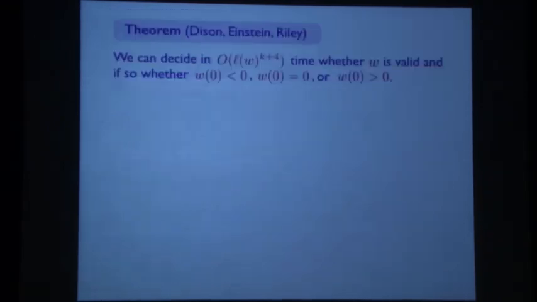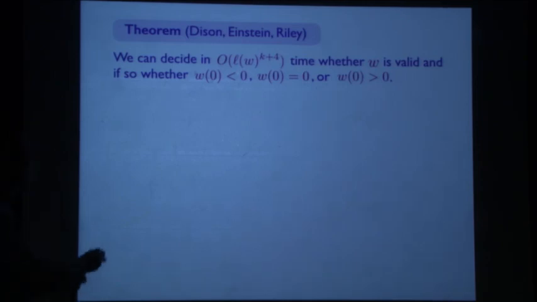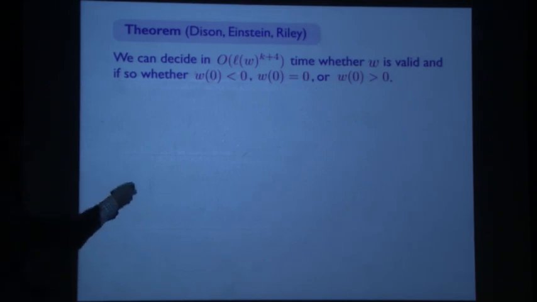Okay, so a theorem about this. We can compute with these things in a limited manner. We can decide in polynomial time in the length of the word, this is the word on the symbols, as in the last slide, polynomial time where the degree of the polynomial depends on the size of the alphabet, depends on k, whether w is valid, and if it's valid, we can decide its sign, the sign of the integer it represents.